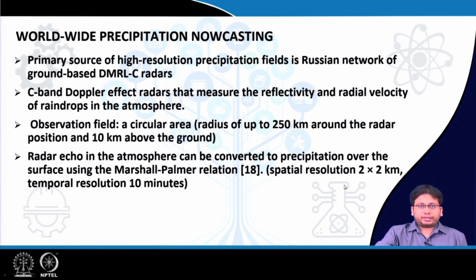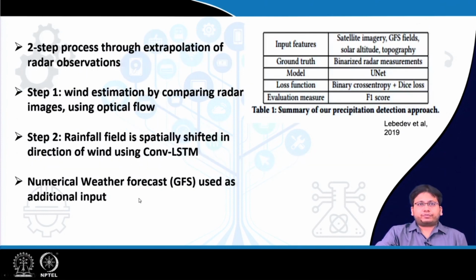These rainfall values are obtained at very high spatial resolution, as you can see, 2 kilometers by 2 kilometers, at a temporal resolution of 10 minutes. So this is basically a two-step process which they have followed in this paper.